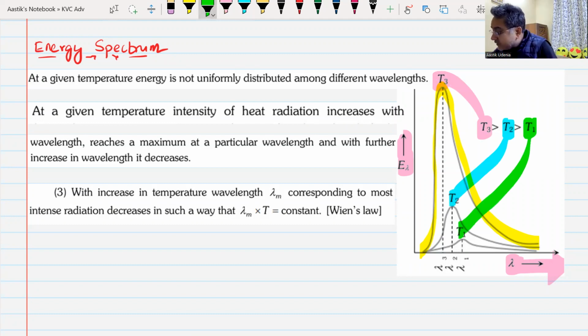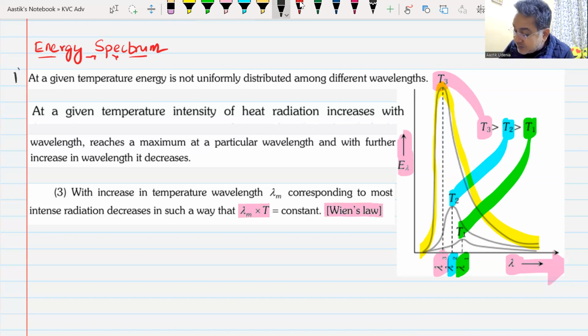You can see lambda 1, which is the wavelength with the maximum energy, is more than lambda 2 and more than lambda 3. That means higher the temperature, the wavelength with maximum energy decreases. Do we understand this? That means lambda into T is a constant, that is known as Wien's displacement law. This is point number 1, this is point number 2, and this is point number 3.